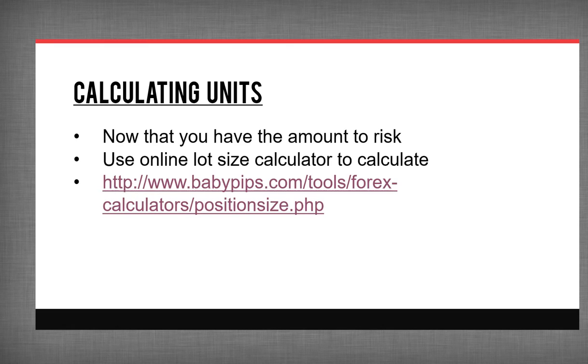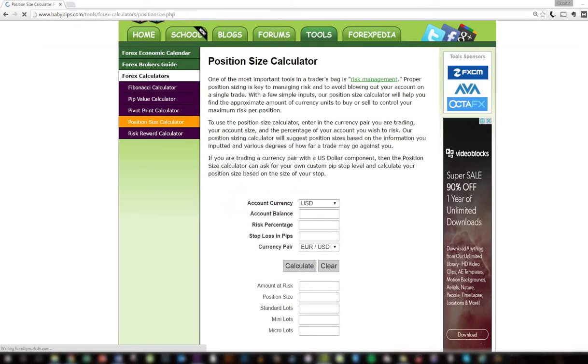Now this is simple, just click here and it'll bring you to an online calculator. Using the Baby Peeps calculator is easy. Just start by selecting your account currency, input your account current balance, and then input the risk percentage that you have actually calculated using the checklist method. You should also have your stop loss that you have identified from before, so also key that in and choose the currency that you wish to trade, and then click calculate.